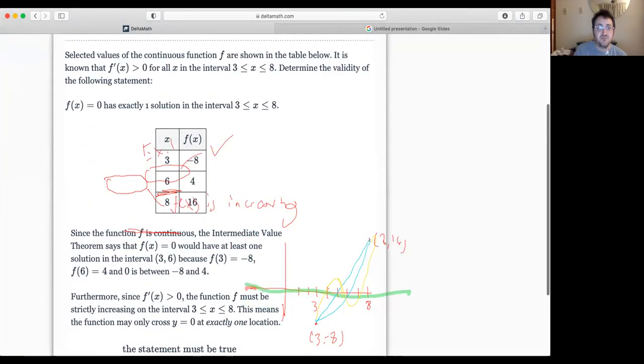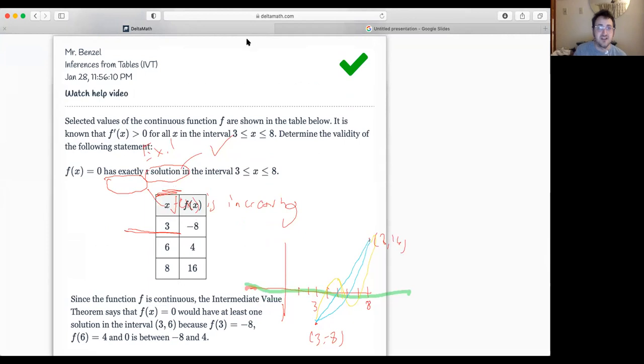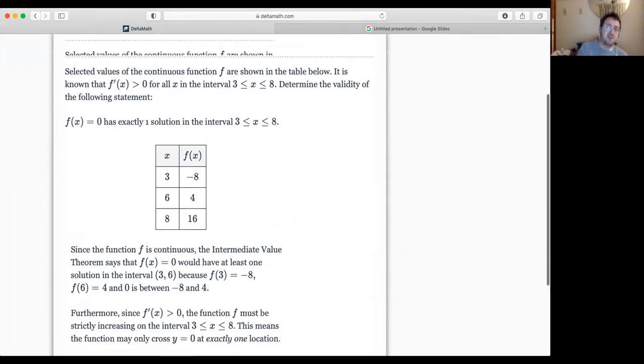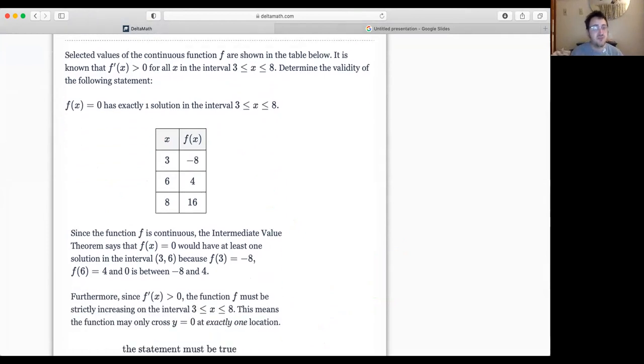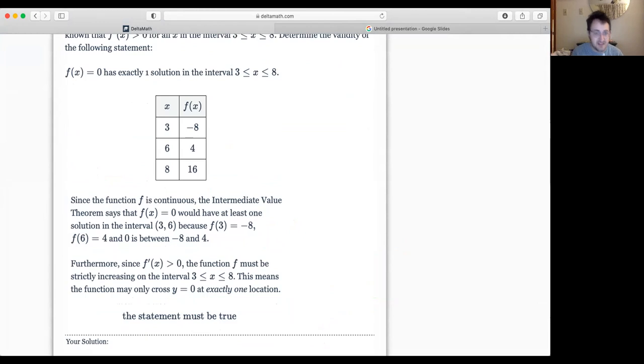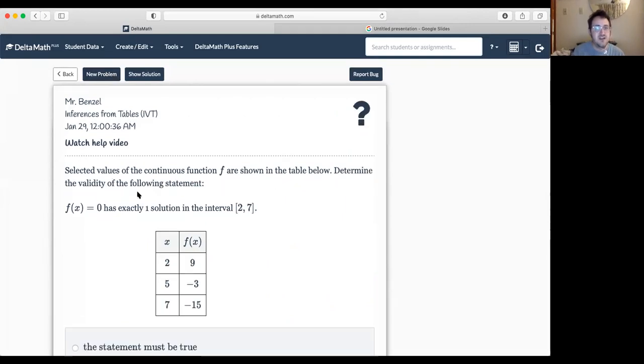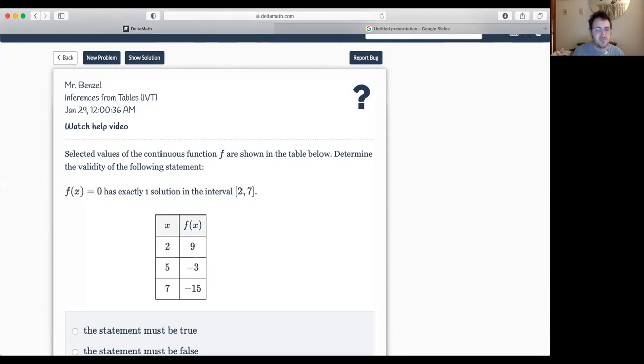Now I encourage you, when you're doing this exercise, that you actually read the theorems. Practice explaining it in terms of the theorem itself in very precise language, and it can even guide you through the logic. So if you get a problem wrong, then I think it is good practice to test your logic and compare it with the logic on Delta Math. All right, let's look at another problem here.